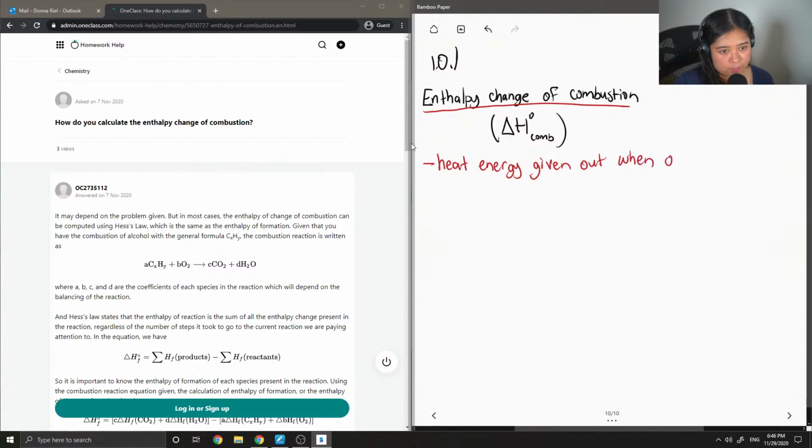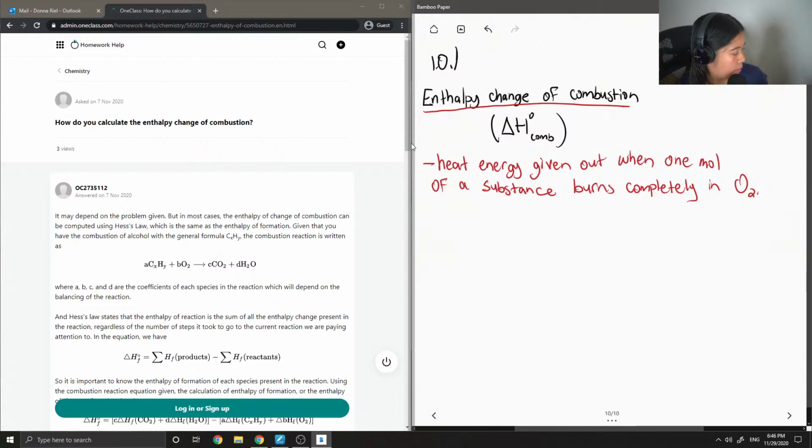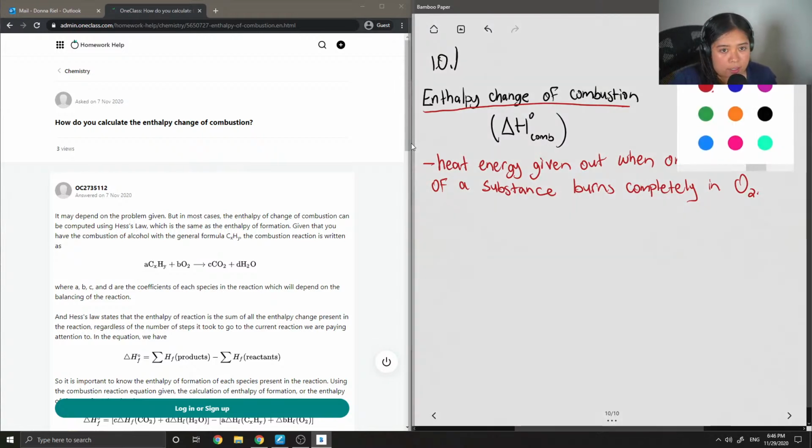when 1 mole of a substance burns completely in oxygen. Okay, so let's have an example.